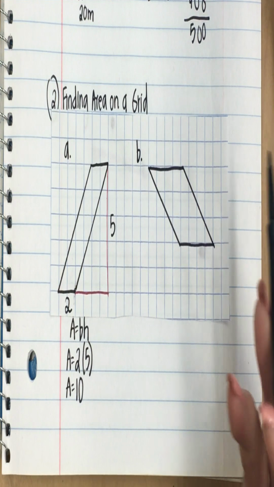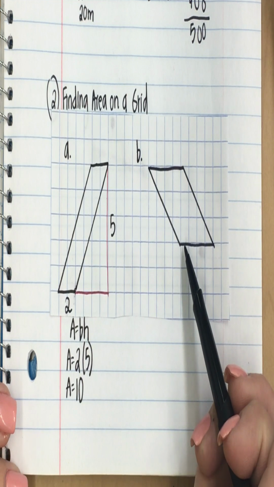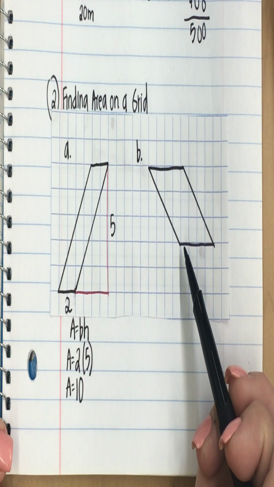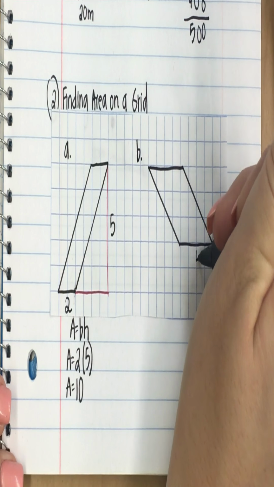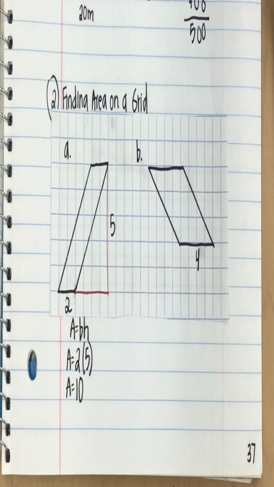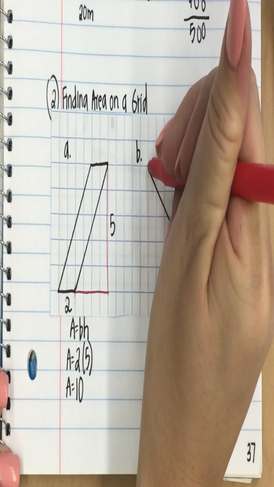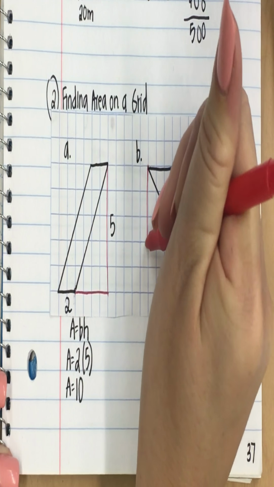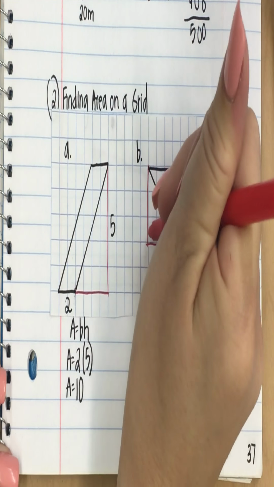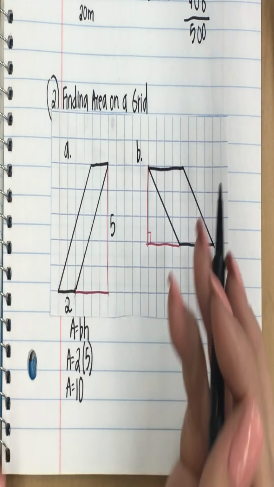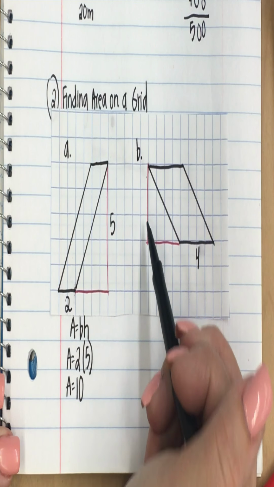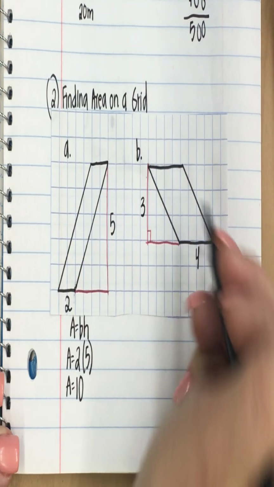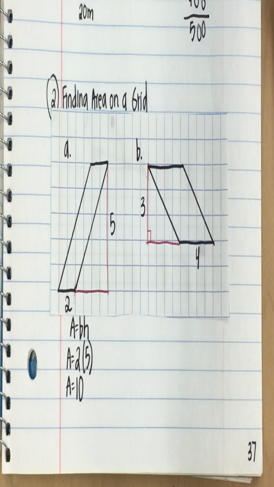So we're going to start by looking at our base, and we're going to count how many squares there are in our base. 1, 2, 3, 4. For our height, we're going to start at the top, draw a line down to the bottom, and we're going to count how many squares we have in our height. 1, 2, 3. So your height would be equal to 3.